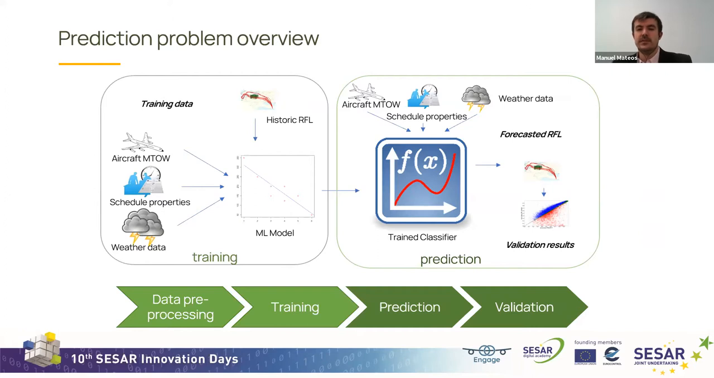And once this machine learning model is properly trained, we use the validation set that has not been seen by the model. We assign all these properties the same way, and we make a prediction of the requested flight level. With this forecast, we compare with the requested flight level, and we obtain some validation results that we will see later.